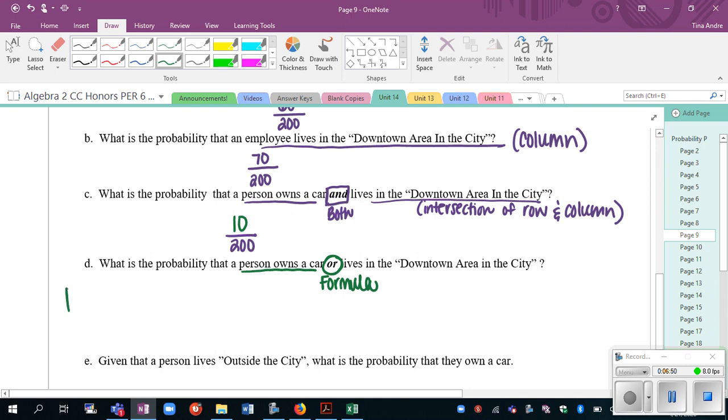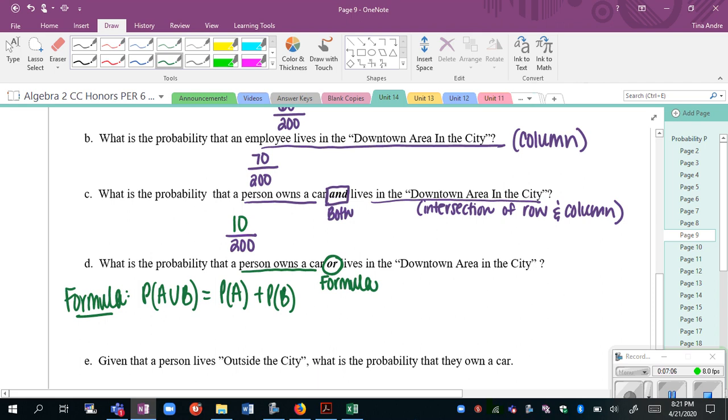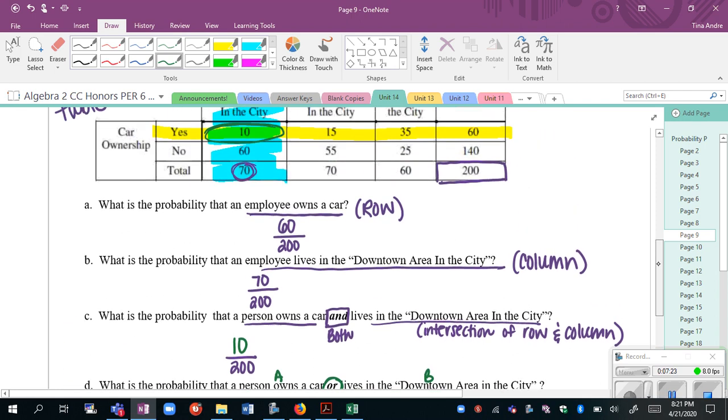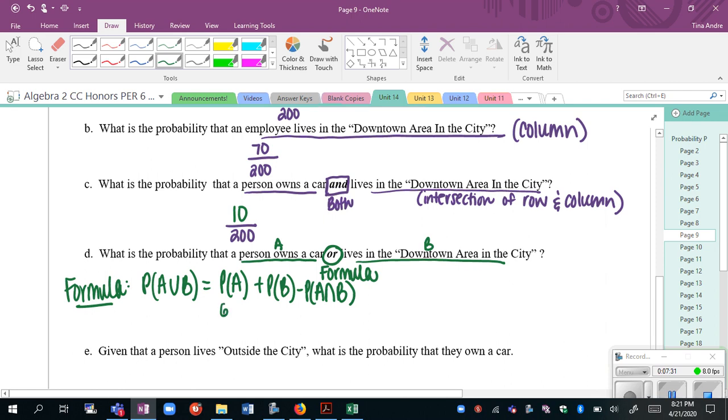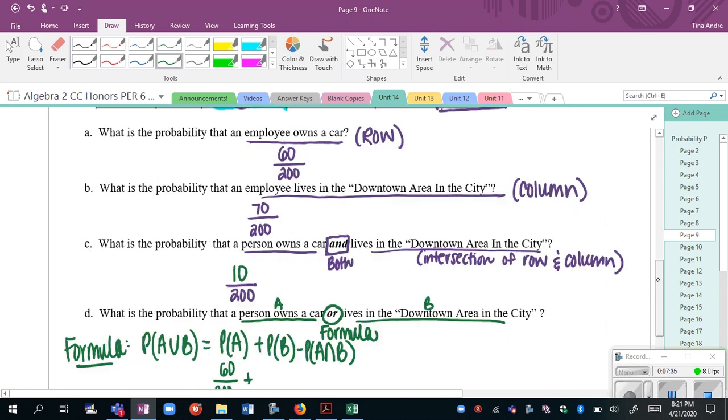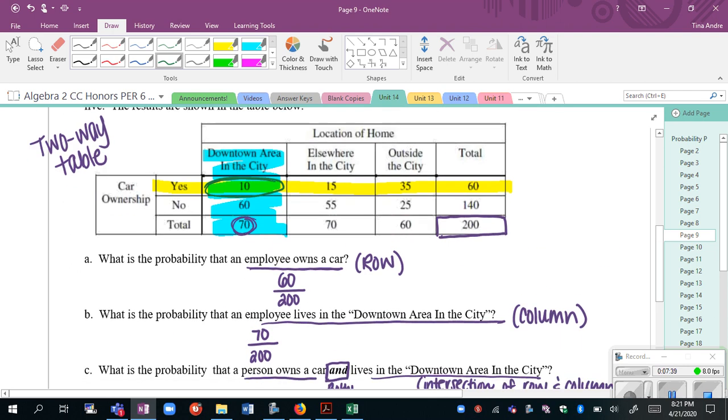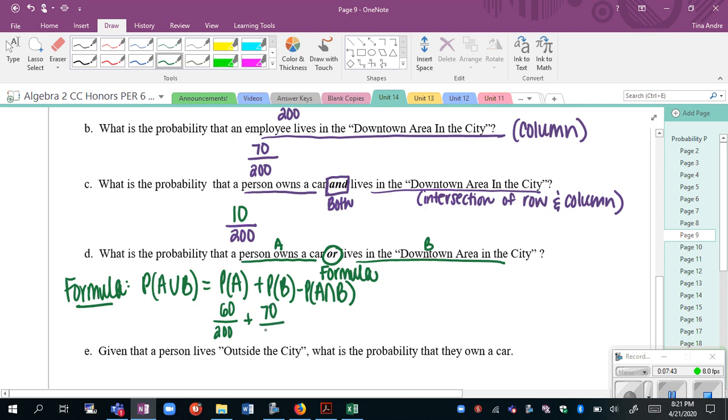So what I'm going to do for the formula, let me just write it. The probability of A or B is going to be the probability of A plus the probability of B minus the intersection. So what this means is I need to know the probability. If I call this event A and this event B, well, the probability that a person owns a car, we already have that right here, but let's pretend we don't. So owns a car is 60 out of 200. So it'll be 60 out of 200 plus downtown area, so 70 out of 200, minus the "and," or the overlap, which is what I just found in part C.